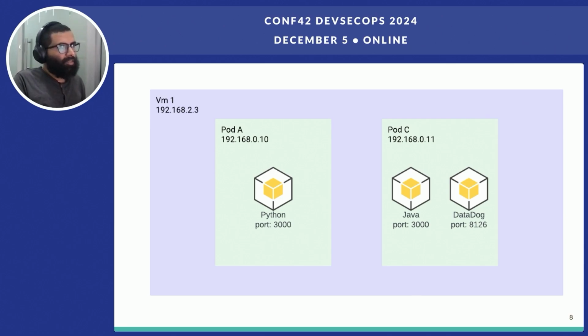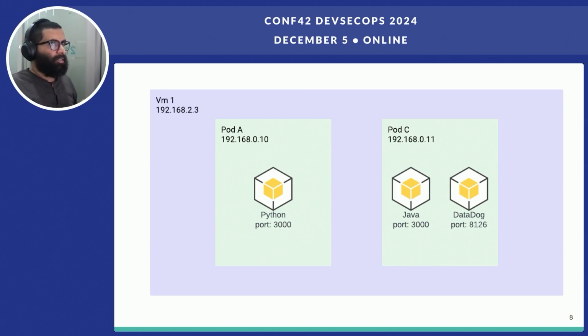Cool. Let's bring everything we've discussed so far into this example to visualize the concepts of IP per pod and shared network namespaces. So in this diagram, we have a virtual machine with an IP address of 192.168.2.3. Inside this VM, there are two pods, each with its own unique IP address.